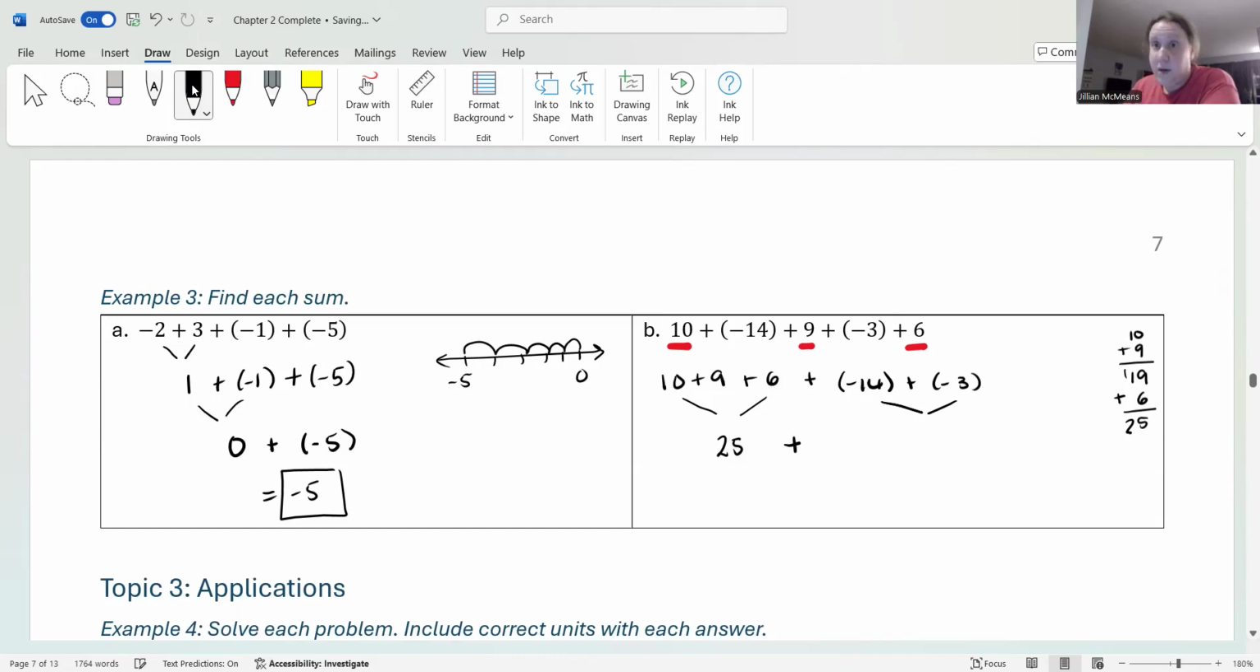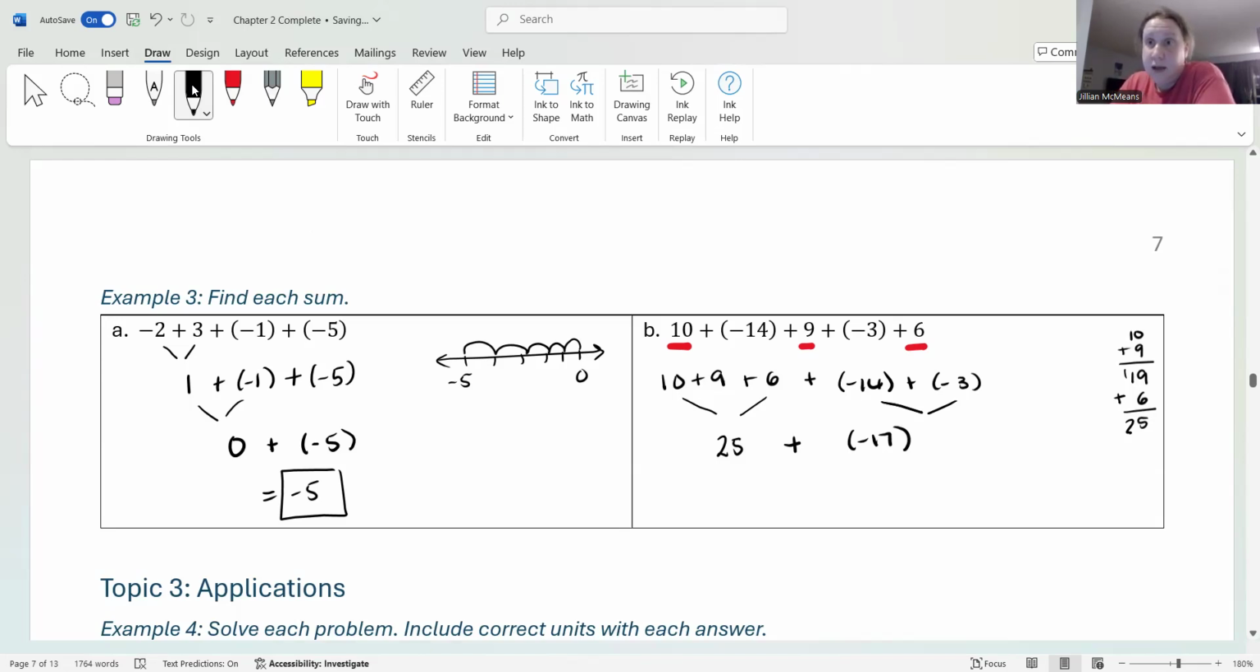Now we want to add up the negatives. So remember, when you're adding two numbers that have the same sign, whether they are positive or negative, you add. So you kind of add the absolute values. So we want to take 14 and add 3. Well, 14 plus 3 is 17, but the two numbers were negative to begin with. So this becomes -17. So we have 25 plus -17.